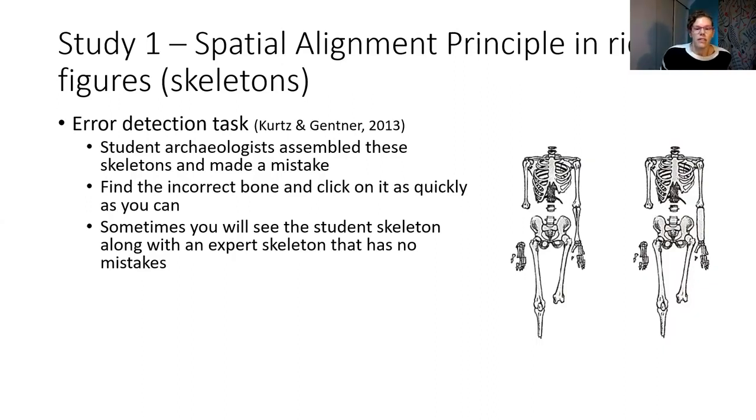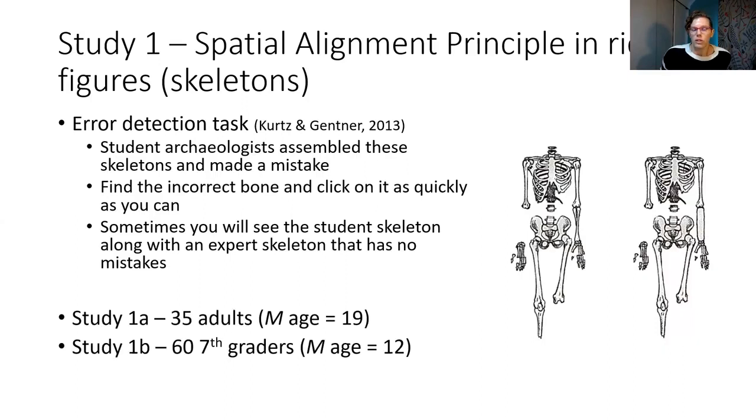So we gave this task to two groups. We gave it to adults, undergraduate students, as well as 7th grade middle school students. And in case you haven't already spotted it, this is the bone that has the error. This is not a correct bone in the skeleton.